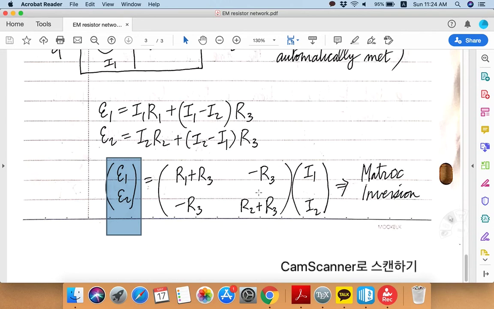So in my next lecture, I'm going to exploit that superposition principle and try to go a little bit deeper into that idea.